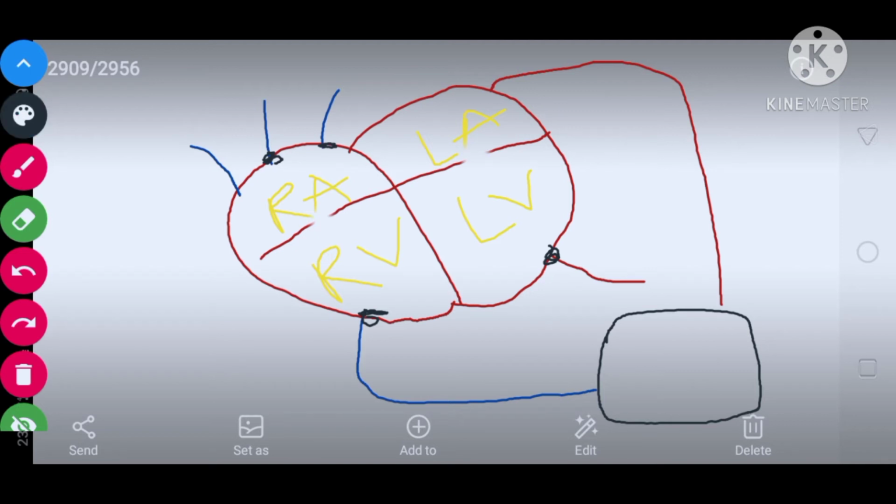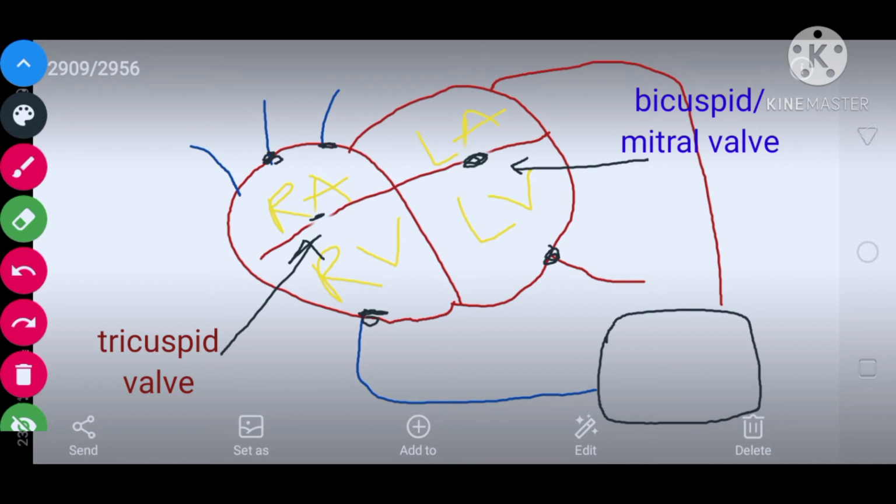The valves are known as the atrioventricular valves, denoted in black color. The valve guarding the right atrium from the right ventricle is known as the tricuspid valve, because it has three cusps, whereas the valve separating the left atrium from the left ventricle is known as the bicuspid valve or the mitral valve. It is known as the bicuspid valve because it has two cusps.